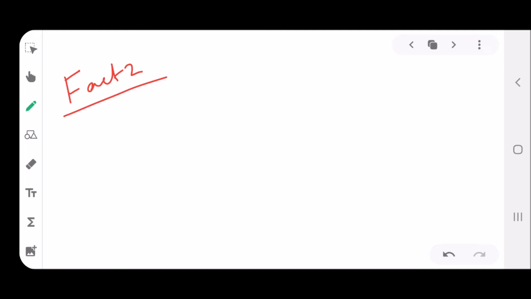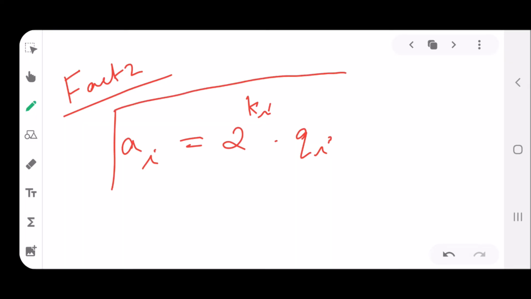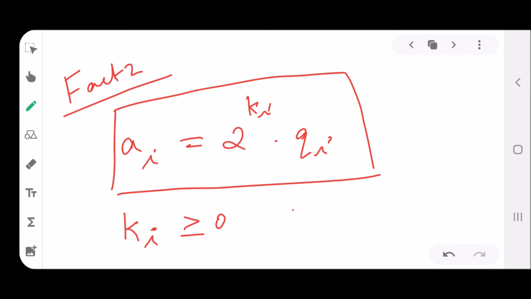Now the second fact: any positive integer ai can be written as a power of 2 times an odd number. So ai equals 2 to the power ki into qi, where ki is at least 0, and qi denotes an odd number. You take out all the factors of 2, and what remains is an odd number. That's it.